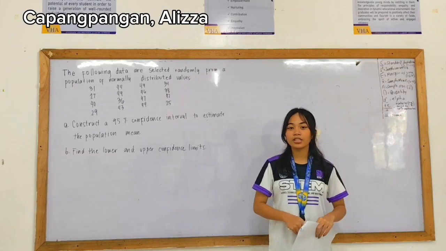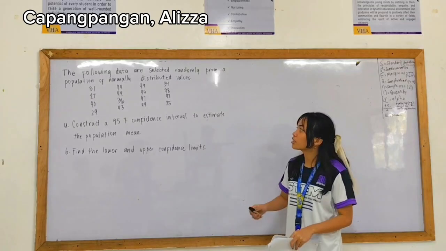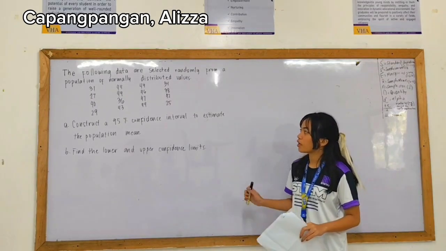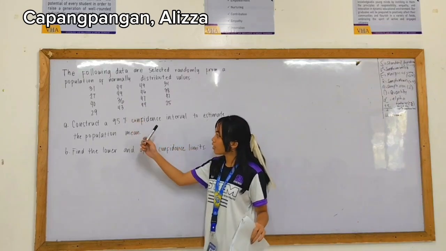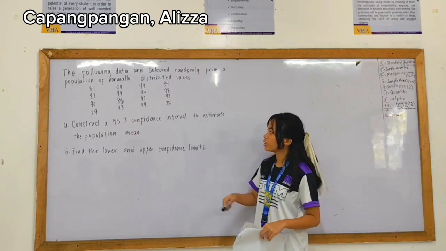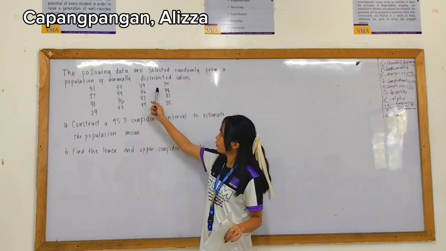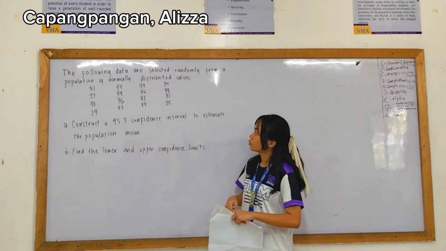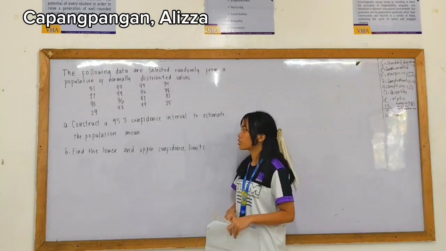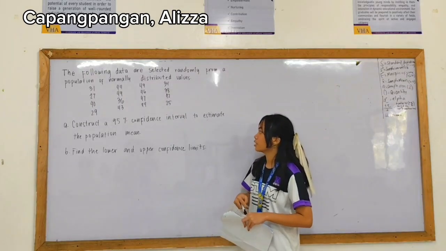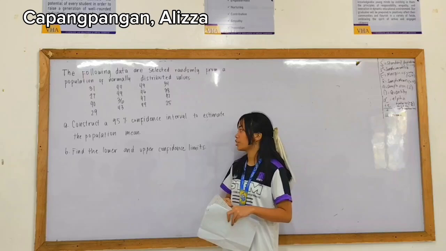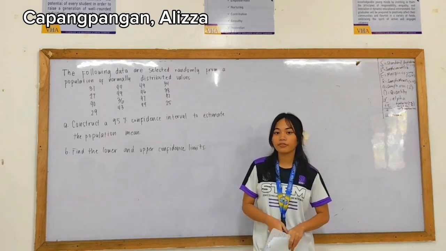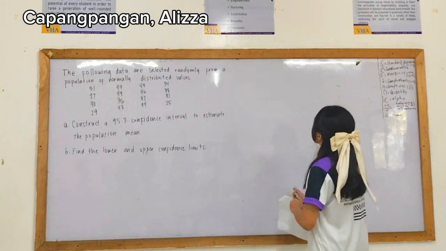Okay, so we have another example. The following data are selected randomly from a population of normally distributed values: 31, 37, 40, 29, 44, 49, 56, 43, 49, 46, 47, 44, 34, 38, 42, 25. So we have to construct a 95% confidence interval to estimate the population mean, and find the lower and upper confidence limits. So first, we have to create a table.